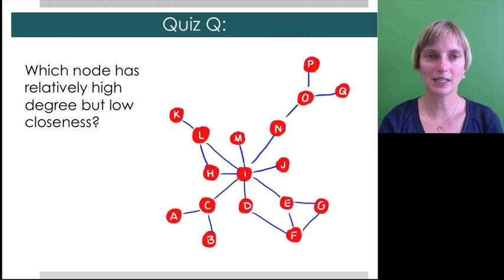So looking at this network, can you tell me which node has relatively high degree but low closeness?